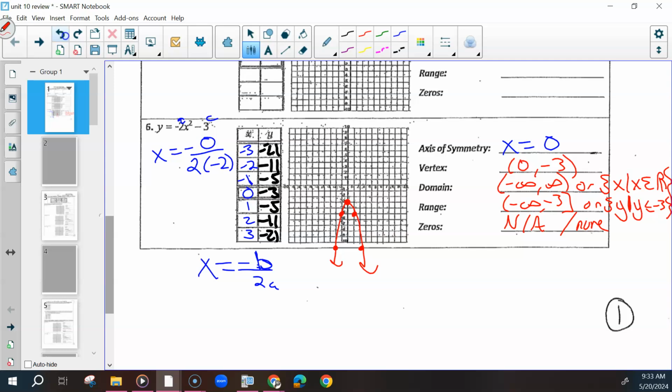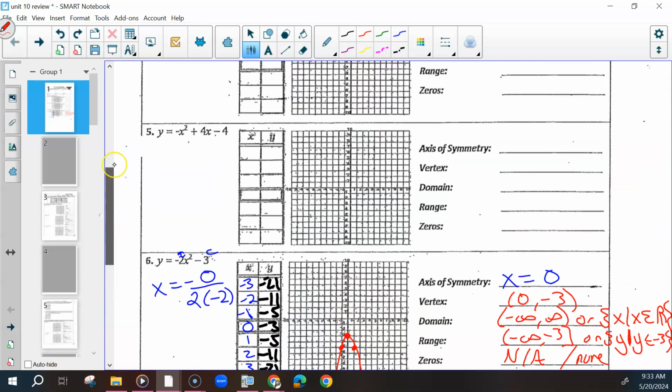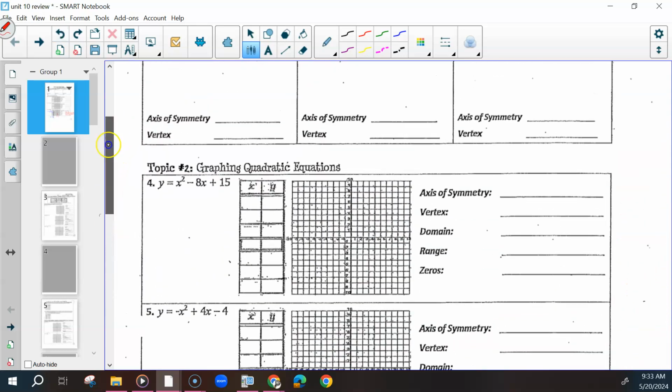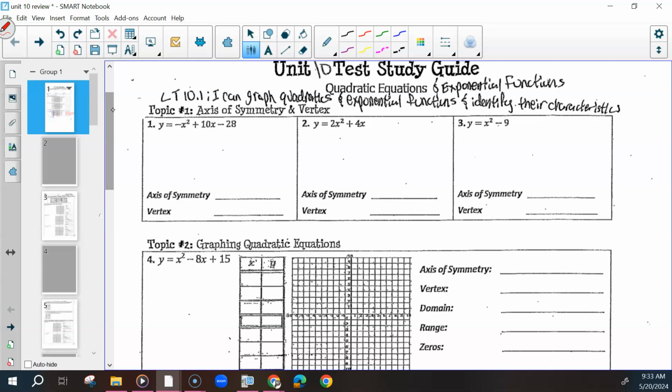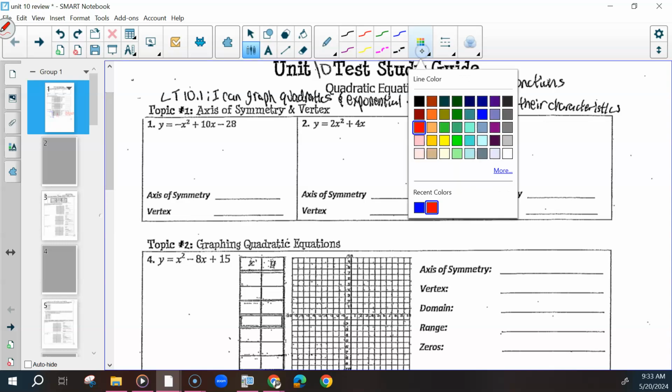Do we have any other questions on this page or questions about that one? For the ones that you're not graphing, you need to show the setup of how you find the axis of symmetry and how you find the vertex. But whether you do that in the calculator and the table or by hand is up to you.